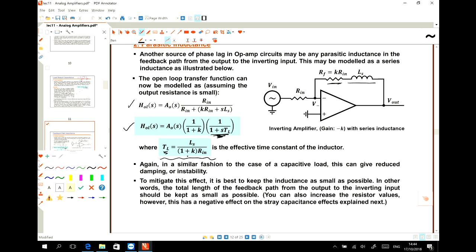Also, from this formula, you can see that by increasing the gain of the amplifier, this is one method, we can move the pole into the higher frequencies, out of our band. So we have two methods to compensate for this L. One is increasing the gain, another one is reducing the L. So increasing gain and reducing L can help make this circuit stable again.